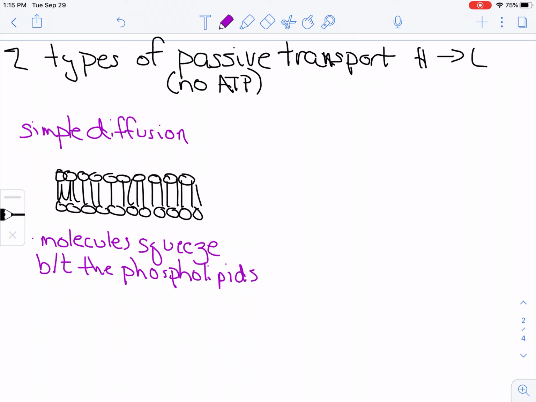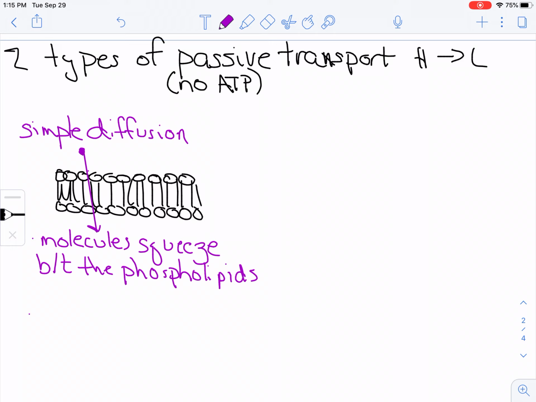Right? So there are little tiny spaces here, and let's say we have a little molecule out here on the outside of the cell. It is simply going to squeeze down in here between those phospholipids and come out the other side.